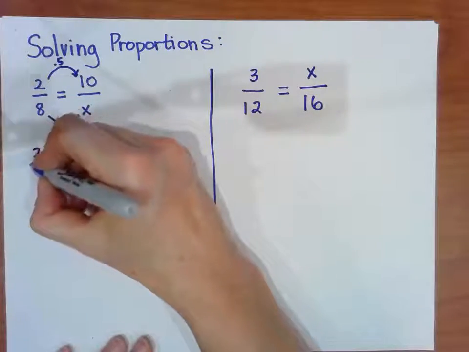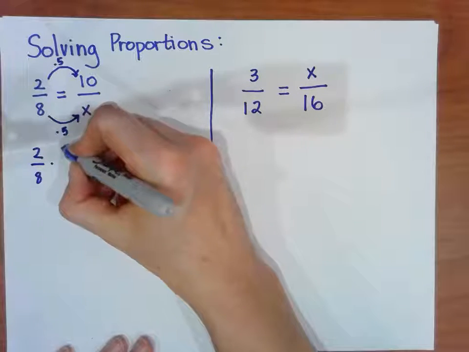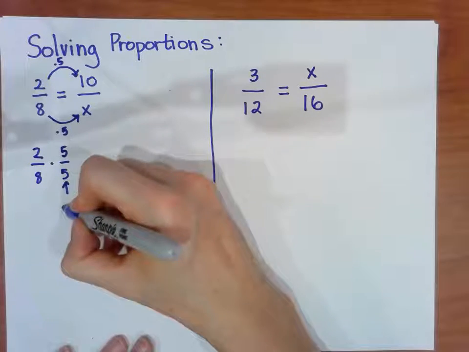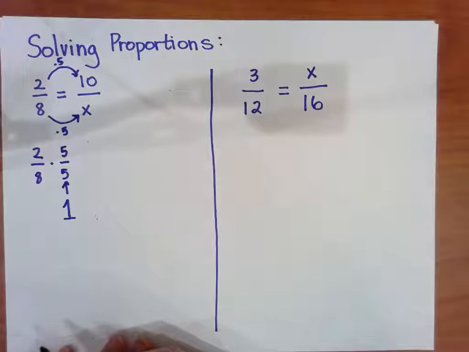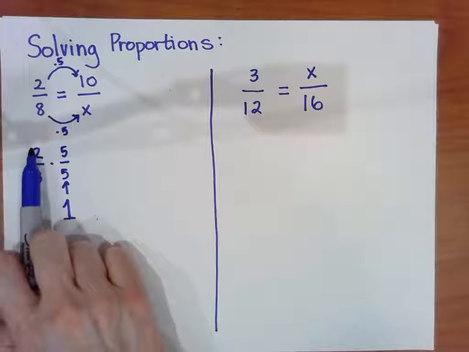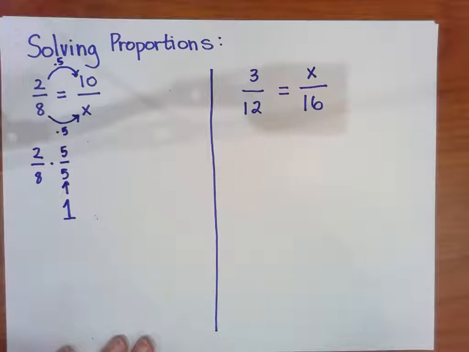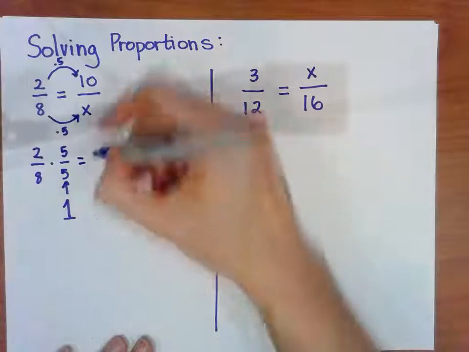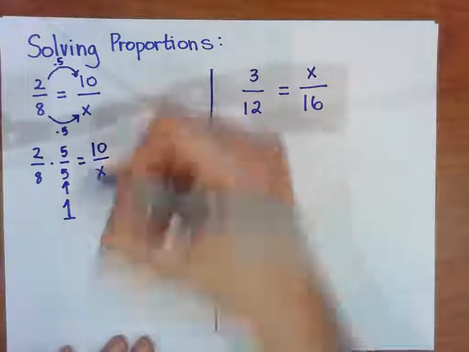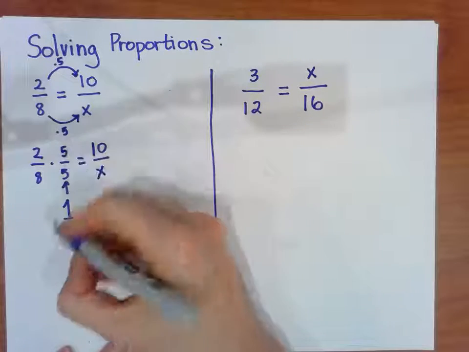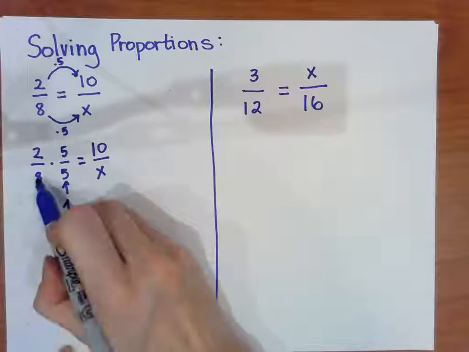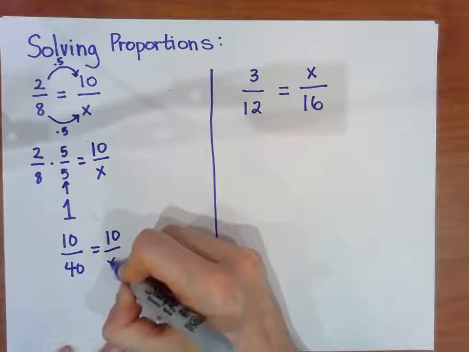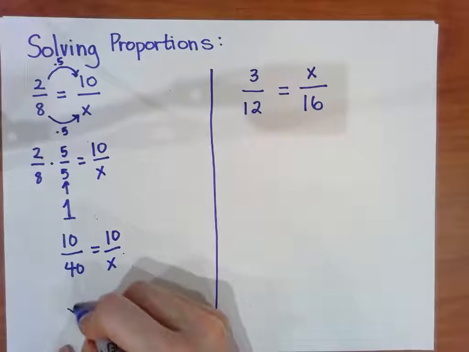So notice I'm just doing 2/8 times 5 over 5. I'm just multiplying by 1. That's the identity property of multiplication that says if I take any number and I multiply it by 1, 5/5 is just a fancy way to write 1, then I will get something that is equivalent, 10/x. Okay, so I'll get 2 times 5 is 10, and 8 times 5 is 40. And so we see that x is 40.